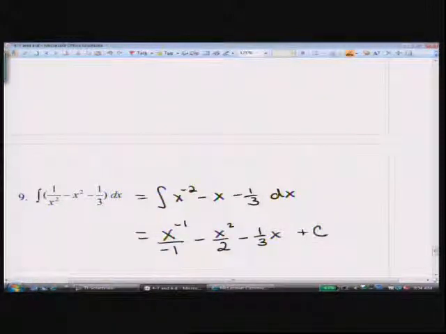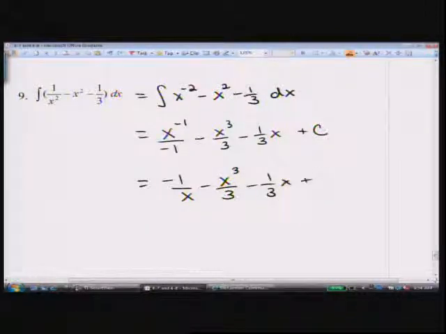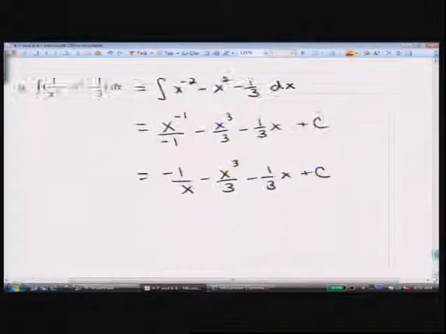Oh, yes, thank you. And so then this is x cubed over 3. Okay, and then you can clean this up a little bit. This is negative 1 over x minus x cubed over 3 minus 1/3 x plus c. Everybody good? See if we have another one. Oh, no, that's it. So we're just going to be doing more of these in part 2 of it. So on Friday, we're just going to do lots more examples.